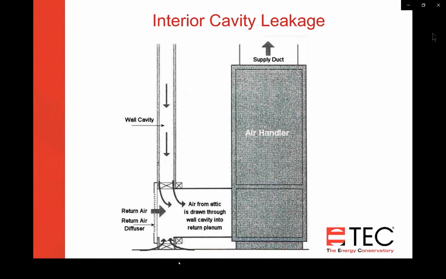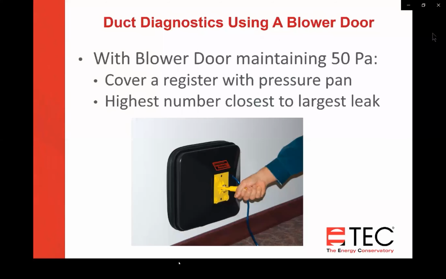You have to avoid it. It's not allowed in the code anymore, and you're not going to pass the test if you do have any building cavities where air could be pulled in through those. So those need to be eliminated. You do need an airtight air handler also. It's required by code, and if you're going to pass the test, your air handler needs to be pretty airtight.